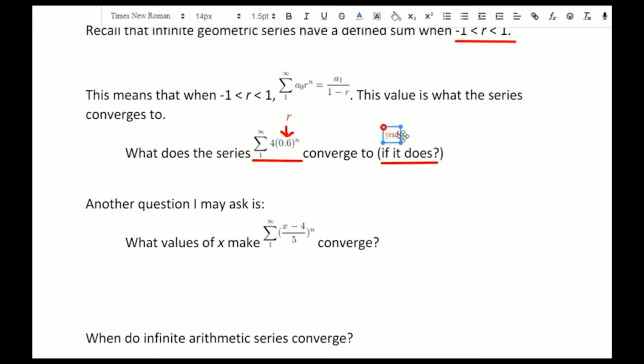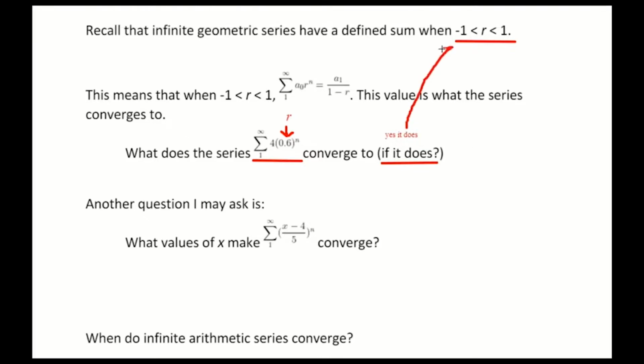I'll just make a little note here. Yes, it does. And the reason we know that it does is because r is in between -1 and 1. So we can compute the sum here, or we can compute what it converges to. The first term is if we plug in 1 here. So I got 4 times 0.6. Now if you're like me and arithmetic doesn't come automatically, just pull up your calculator. Okay, no big deal. We want to figure out what that first term is.